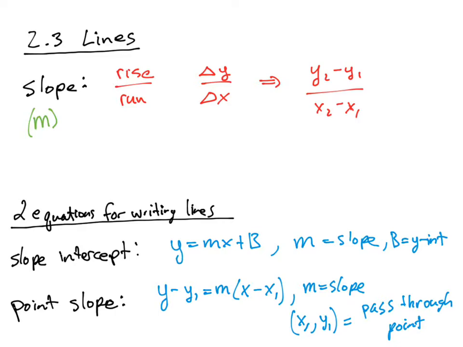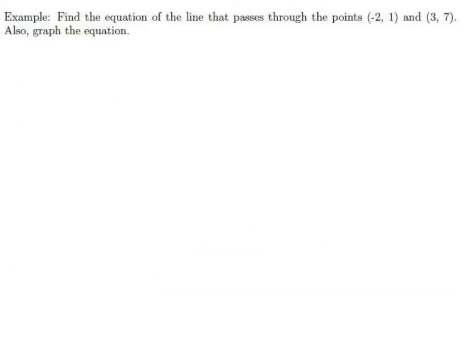Now when we're trying to decide which equation to use, we really just determine what is given to us. If we have the slope and the y-intercept, we're going to use the y-intercept form of the equation. If we're given a pass-through point as well as the slope, then we use the point-slope form of the equation.